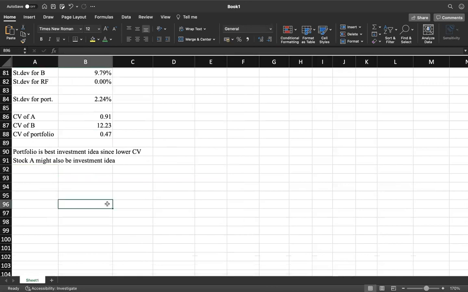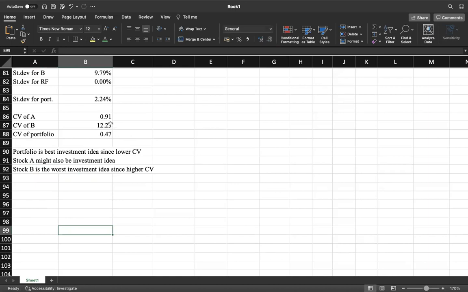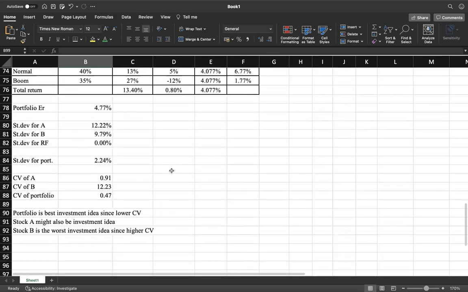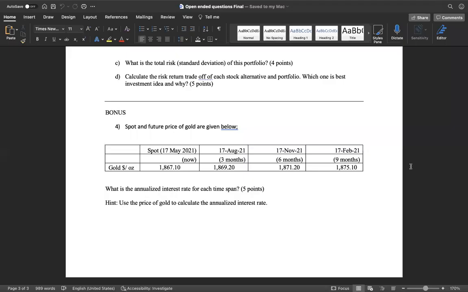However, the worst case is stock B. Stock B is the worst investment idea since it has a higher coefficient of variation, because for 1 unit of return in stock B, you are facing 12 units of risk, standard deviation. That's how question 3 is calculated and solved.